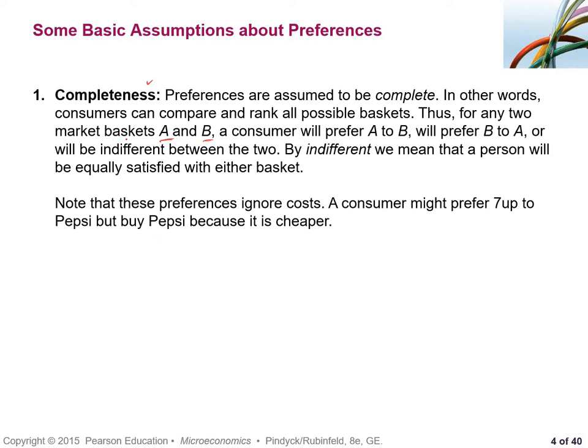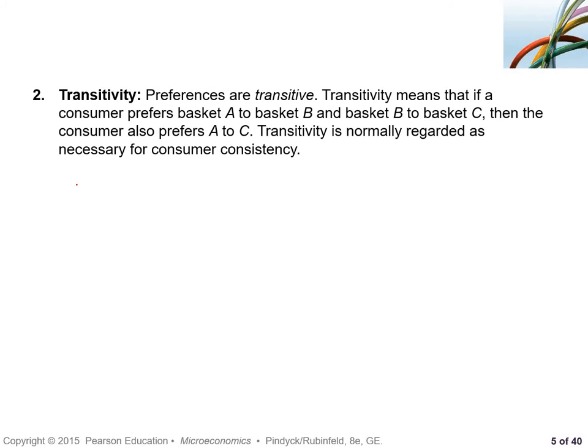So the next assumption regarding the consumer preference or the theory of consumer behavior is transitivity. So here we are saying that preferences are transitive. So transitivity means that if a consumer prefers basket A to basket B and basket B to basket C, then the consumer also prefers A to C. Transitivity is normally regarded as necessary for consumer consistency as well.